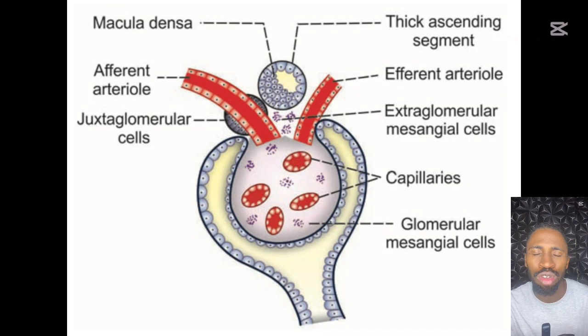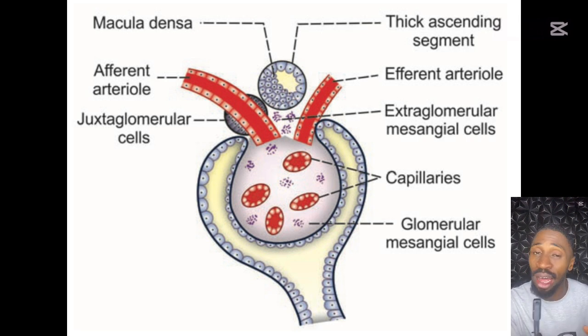So starting with the Juxtaglomerular apparatus, what is the meaning of the name? Juxtaglomerular means near the glomerulus. They are specialized organs located around or close to the glomerulus of each nephron.